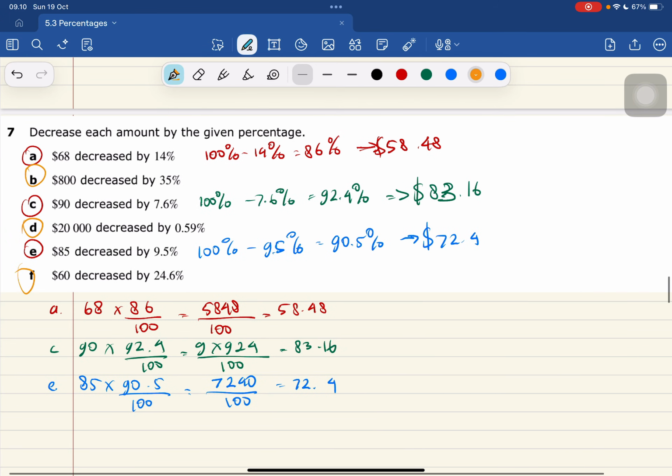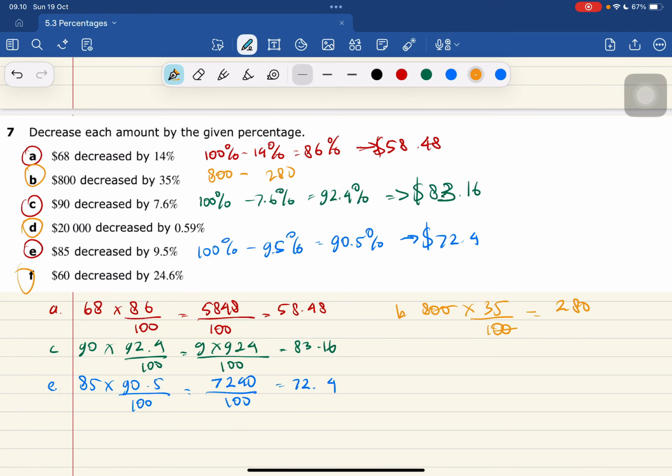Okay, for B, D, F, let's use a different way. So first, let's find it. This is B. What is 800 times 35 over 100? So this we simplify. So we got 8 times 35. It's going to be 280. So from $800, we minus 280. So this will give us the answer of 500. Okay, let me rewrite it. $520.